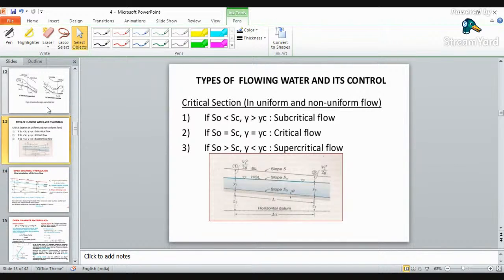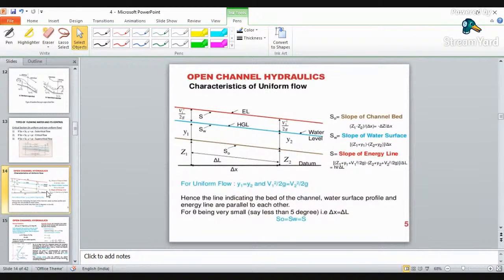So basically, the flow in an open channel will be classified on four basic flow types: steady and unsteady flow, uniform and non-uniform flow, turbulent and non-turbulent flow, and the last one is critical, subcritical and supercritical flow, which is based on the Froude number. Then there is the section condition as we have seen here: subcritical, supercritical and critical condition. Then we will move to the characteristics of uniform flow.